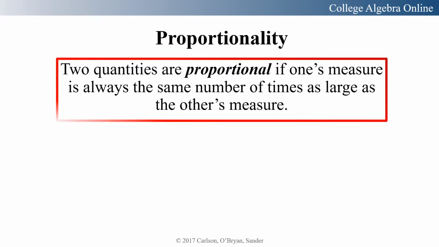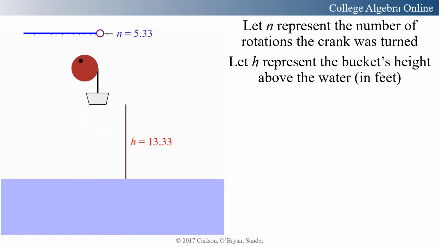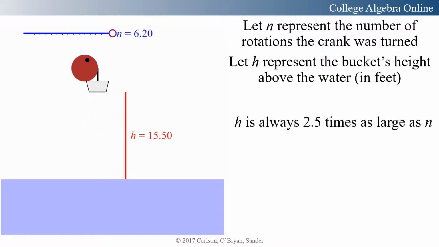In this investigation, we learned that when two quantities change together so that one's measure is always the same number of times as large as the other's measure, we say that they are proportional. For example, in the crank and bucket context, the bucket's height above the water in feet, h, was always 2.5 times as large as the number of rotations the crank was turned, n. So, the bucket's height above the water and the number of rotations the crank was turned are proportional.